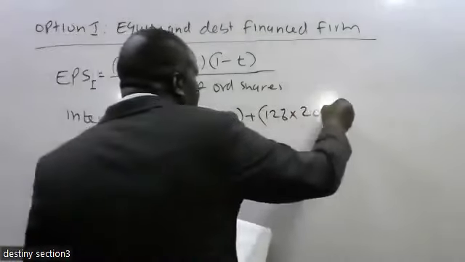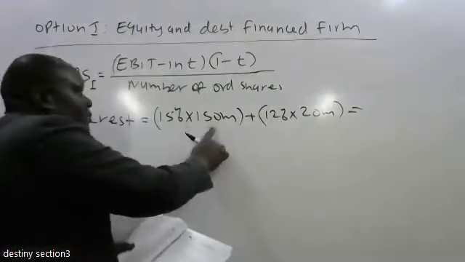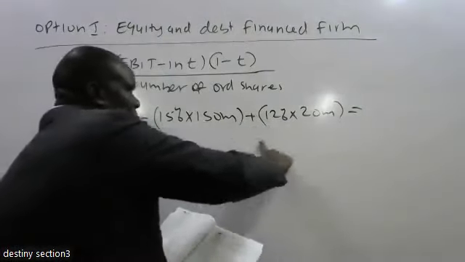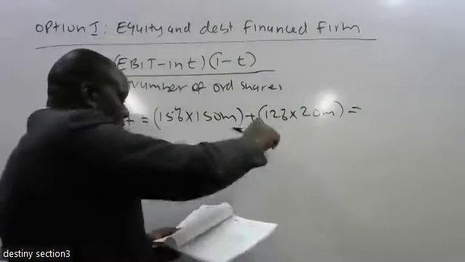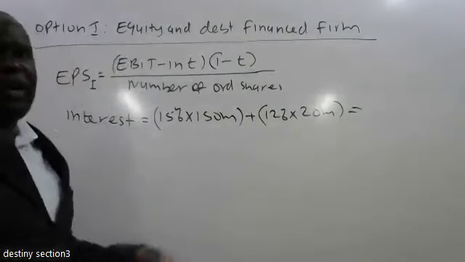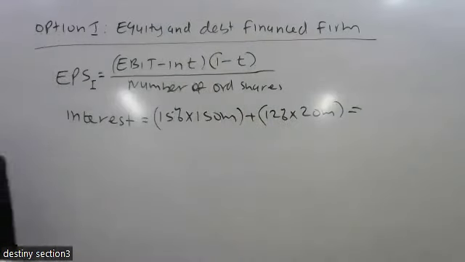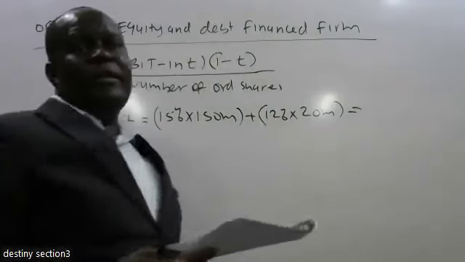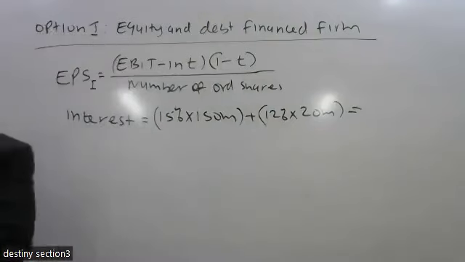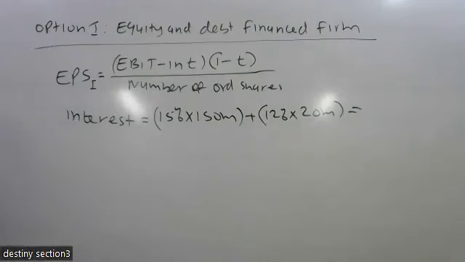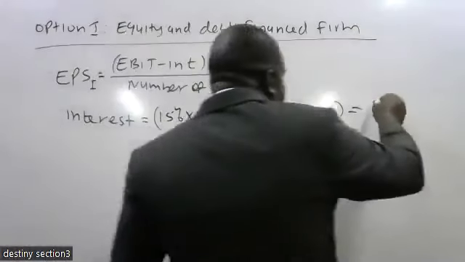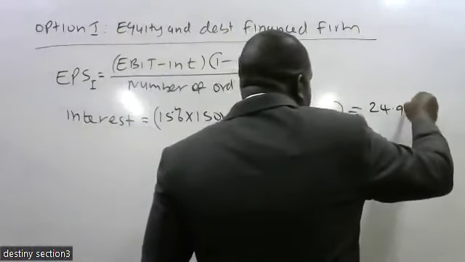So they have been currently paying 15% of 150 million, but they want to raise another 20 million, where they will pay interest at 12%. So you add them together to give you the total interest that you'll be paying under option 1, which is 24.9 million.